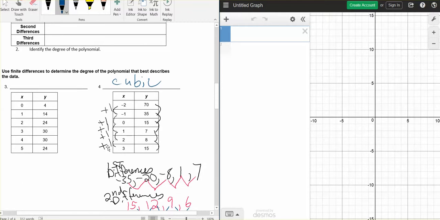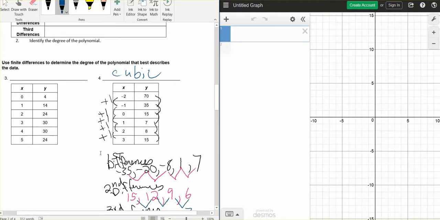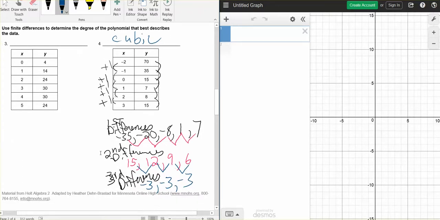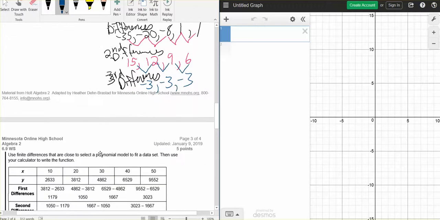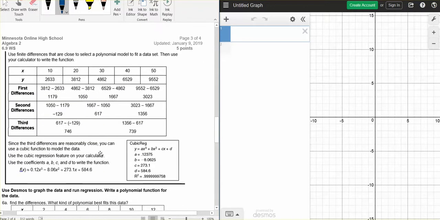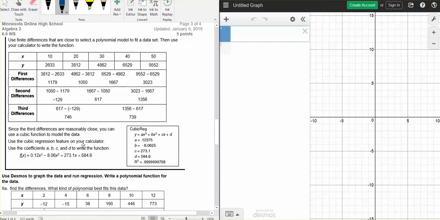Okay, now that lets us know what kind of function we're going to have, so it'll be x cubed as the highest degree. But now we're going to use Desmos in order to find the cubic function, or the quartic function, or the quadratic function, whatever it may be, in order to fit the data. So we use the differences so that we can figure out what it's going to be close to.